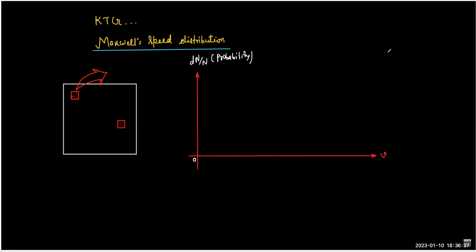So n is the total molecule and dn is a part of n. You would like to plot that what fraction will have what velocity. Okay. Now, what is the probability of molecules with zero velocity? Can you guess?